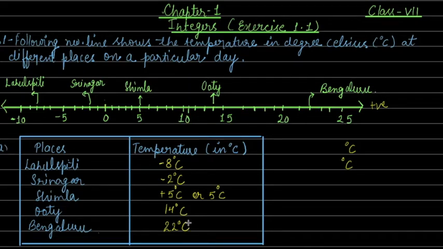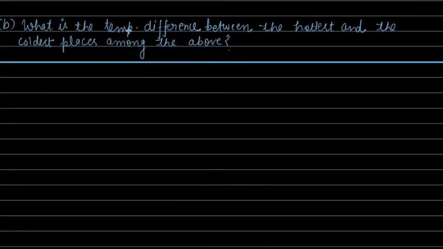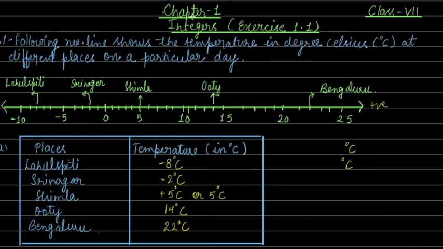So this was part A, in which we observed the number line to write the temperature of the different places. Now part B of this question is, what is the temperature difference between the hottest and the coldest places among the above? If you see the number line carefully, the hottest place is Bengaluru, where the temperature is 22 degrees Celsius, the highest. This is your hottest place. And the coldest place is Lahaul Spiti, where the temperature is minus 8 degrees Celsius. And you have to find the temperature difference between these two places.